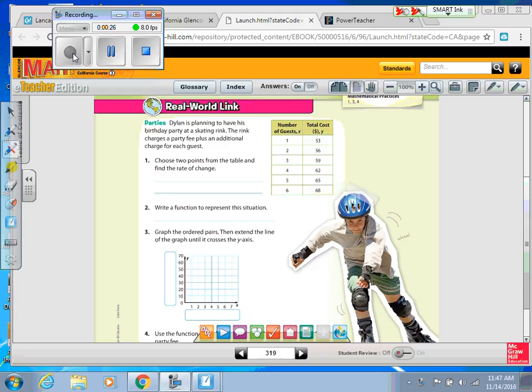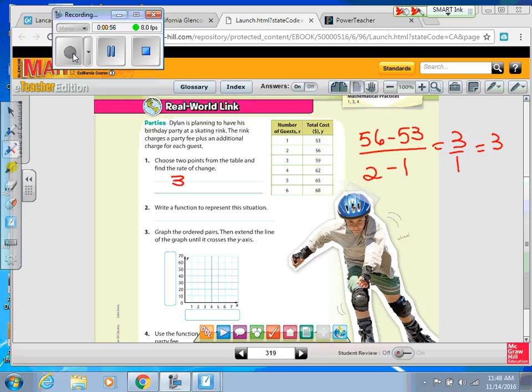Number one is to choose 2 points from the table and find the rate of change. So if we do 56 minus 53 over 2 minus 1, which is the equation for slope, right? y2 minus y1 over x2 minus x1. We get 3 over 1, which is 3. Okay, so our rate of change is 3.